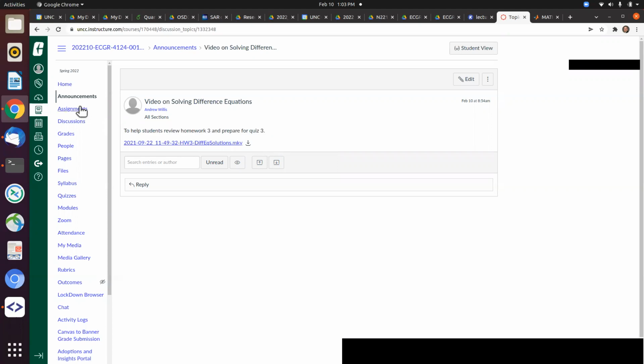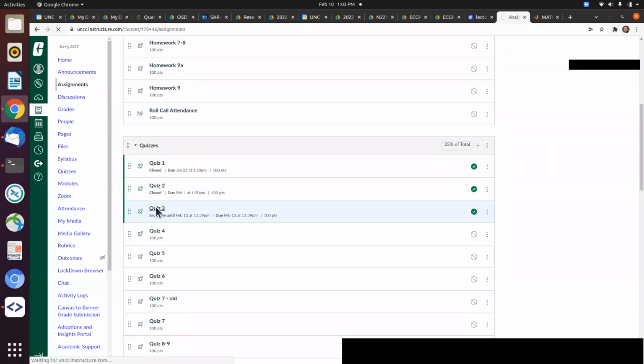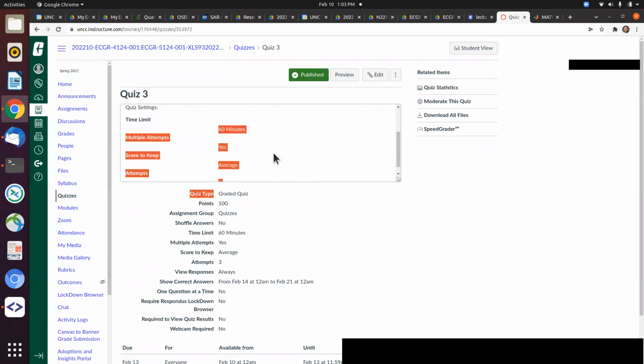And I'll also point out that the quiz is available and the score to keep is the average of your attempts. If you get 100 on your first attempt, as strange as this might seem, you might not want to try again, because it might actually bring down your total score in the end. It's an average of your attempts. Once you open that quiz, you have 60 minutes to complete it. The number of attempts that you have is 3, and the score to keep is the average.